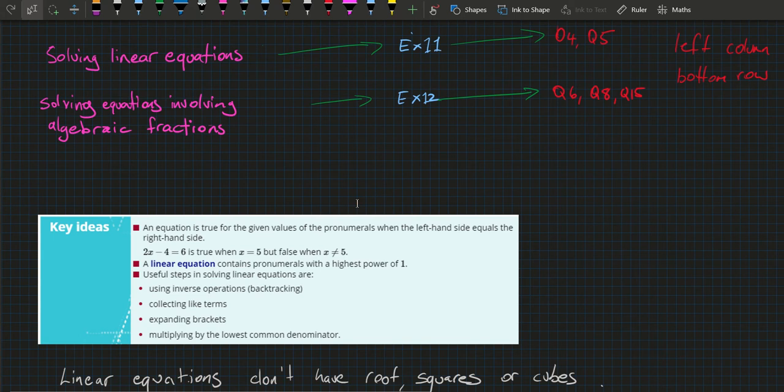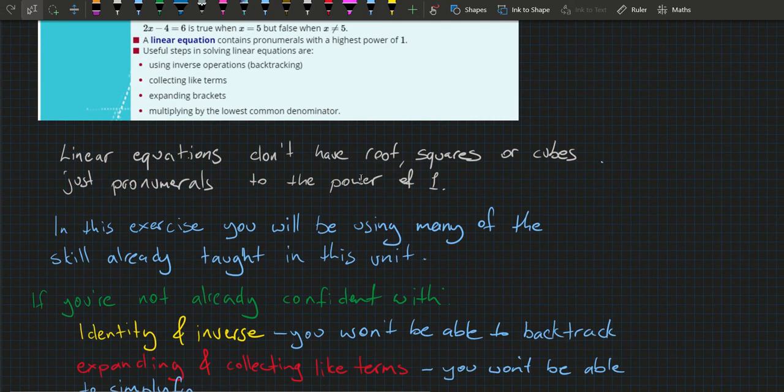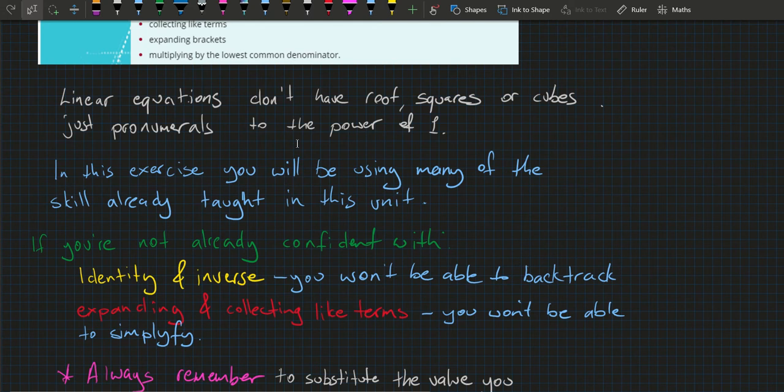The definition of a linear equation is one that has pronumerals with no power higher than 1, okay? That also includes no square roots and things like that. Useful steps are using inverse operations, i.e. backtracking, collecting like terms, expanding brackets, and multiplying by the lowest common denominator. Backtracking involves inverses, okay? It's inverse operation. When I was talking about the identity inverse, you'll see why, okay? So linear equations don't have roots, squares, or cubes, just pronumerals to the power of 1.